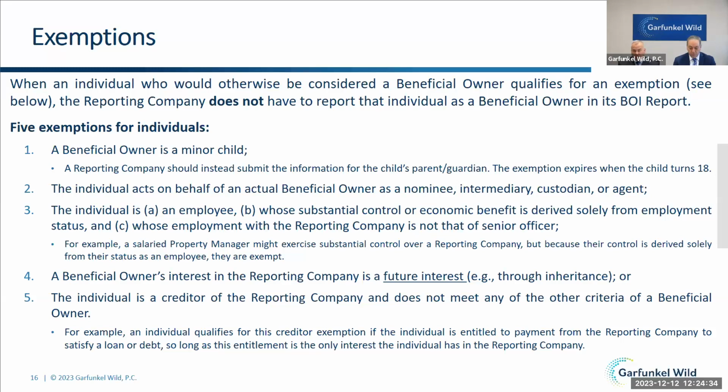So for instance, we represent many commercial lending institutions and banks, et cetera, in connection with credit facilities. The bank would not have to file, or the reporting company would not have to file on behalf of a bank that has a security interest, et cetera, because it's underlying. It's basically supporting loan documentation and a loan arrangement between the parties.